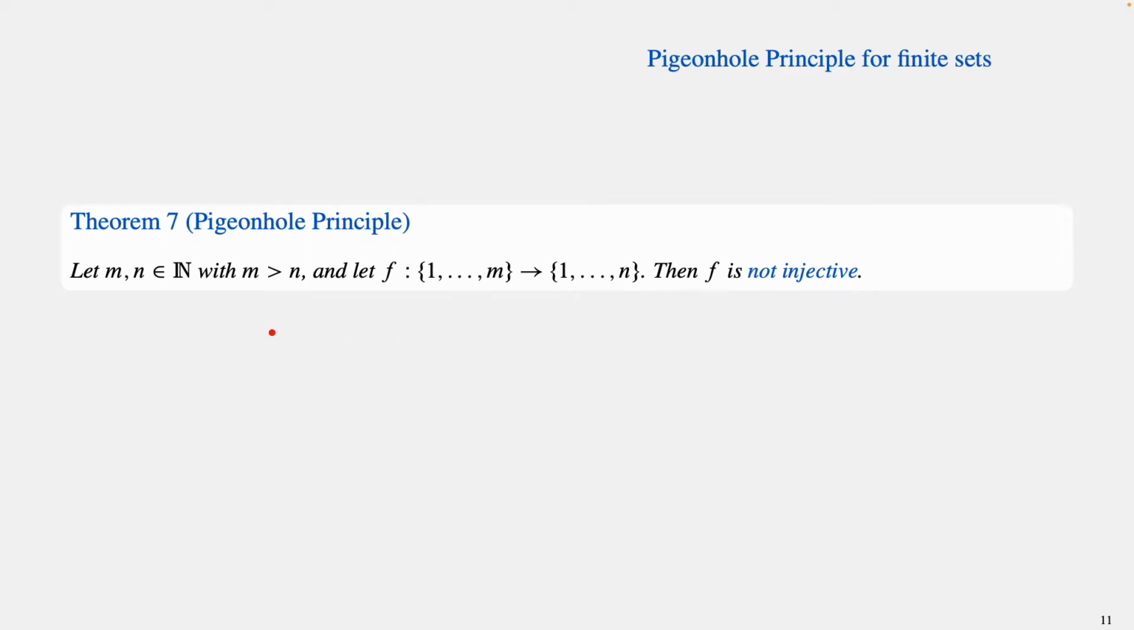This statement is called the Pigeonhole Principle because if you think of having n holes for m pigeons and you have more pigeons than holes, then if you distribute these pigeons over the holes, at least one hole must contain more than one pigeon. And this containing more than one pigeon means that the distribution, so the function that does it, is not injective.